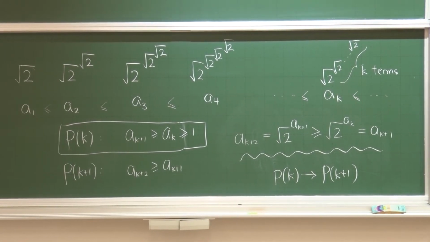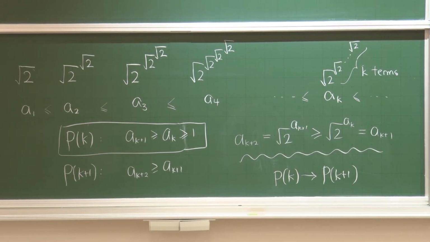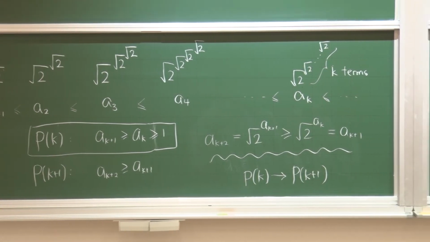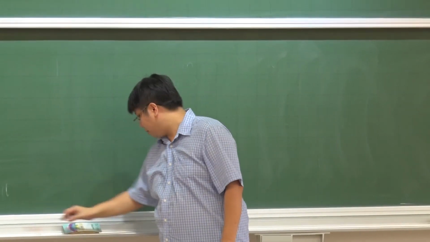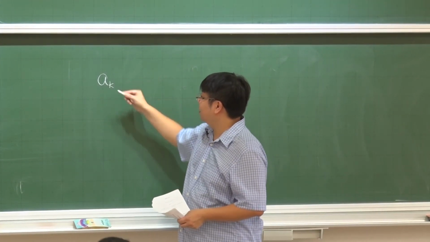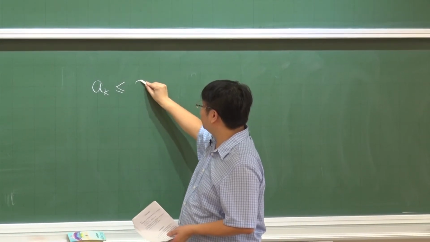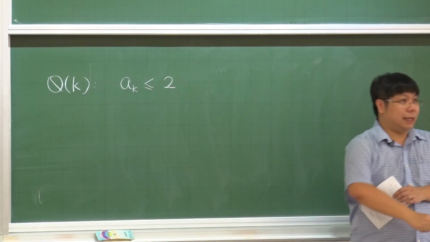Now, okay, so I'm going to remove this part. The next thing is, I want to show that every number here, so it is increasing, okay? And then we want to show that for any number AK, it is less than or equal to 2. So this is my second proposition, QK, let me call it. AK is less than or equal to 2.